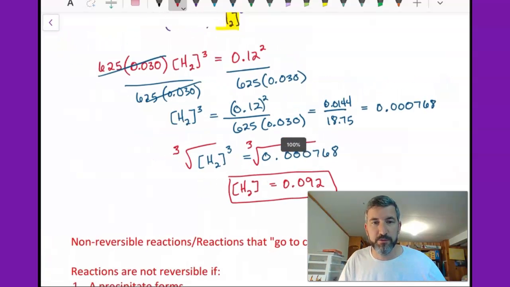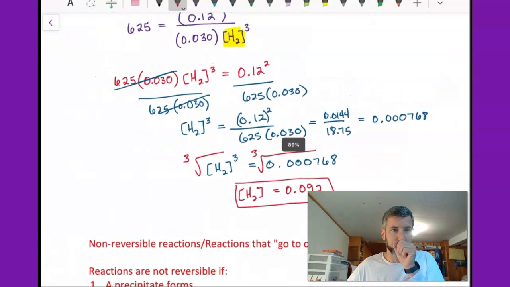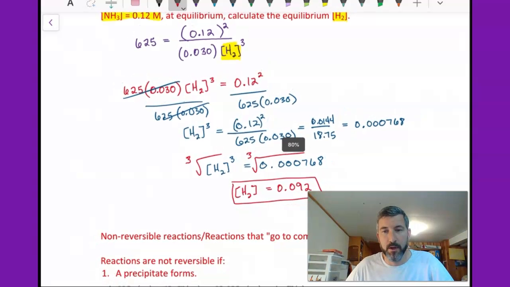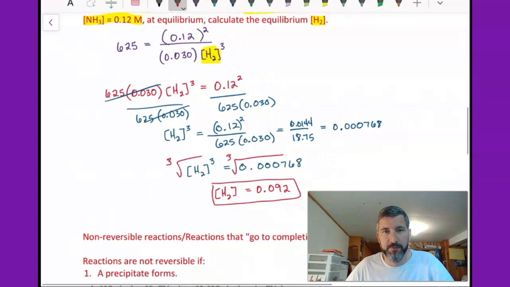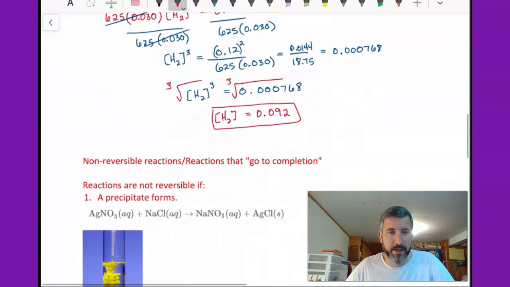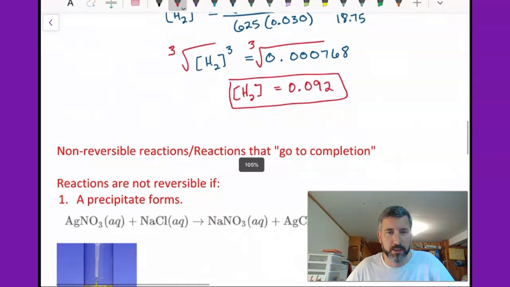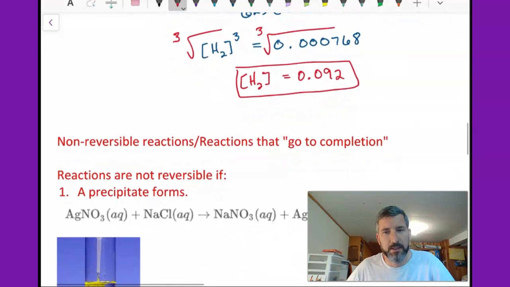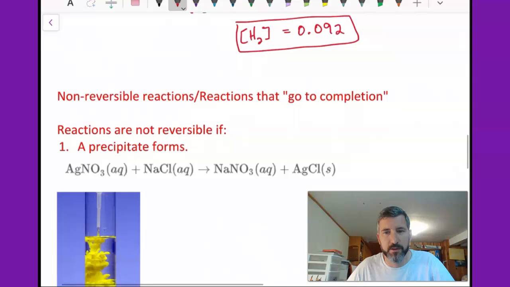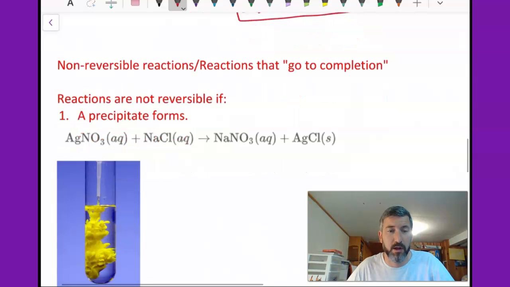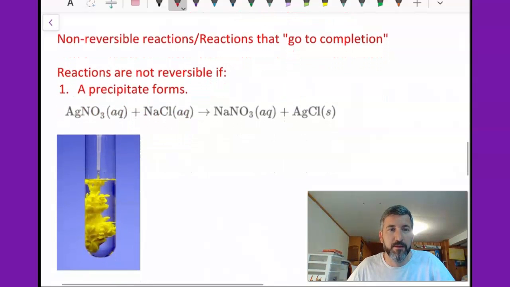So that would be how you would find an equilibrium concentration of a reactant or product if you know the KEQ already. All right, the other section that I asked you guys to look at was a bit about non-reversible reactions. We'll talk about this really quickly. It involves no calculation at all, just some concepts. So how do we know that a reaction will not reach equilibrium at all because it's a one-way reaction? The first way is very simple. A precipitate forms.